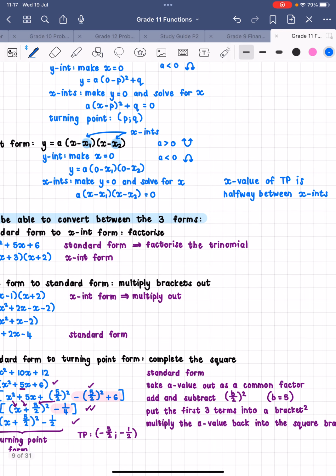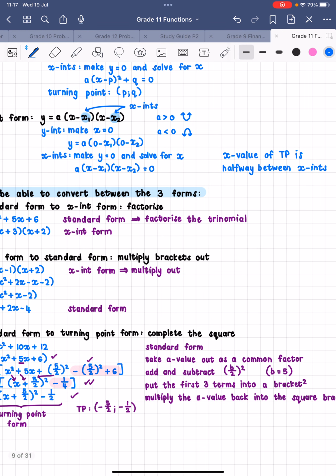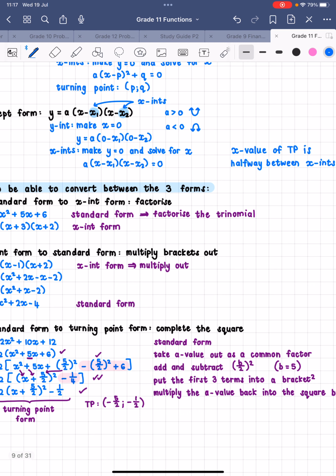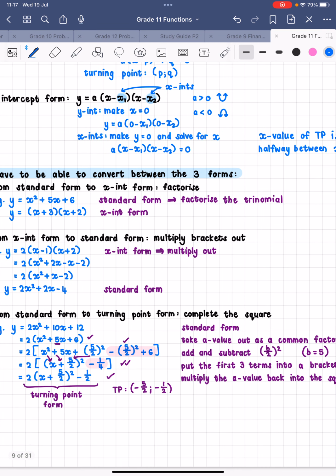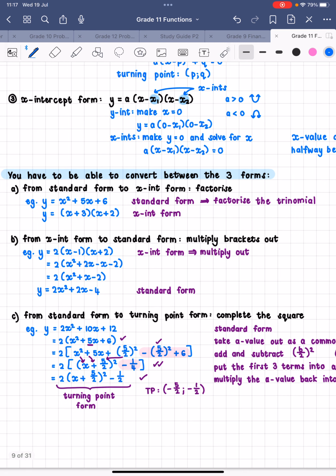Alright, now something that is also new in grade 11 that we didn't really focus that much on in AP. In AP we were mostly just drawing the graphs, right? Because then we use that for absolute value graphs and so on. But in core it's quite important to be able to convert between the three forms. So for example, if they have given you an equation that's written in standard form, they can ask you to convert that to x-intercept form.